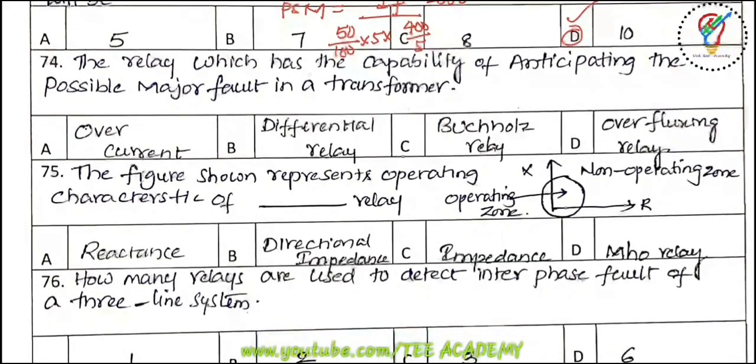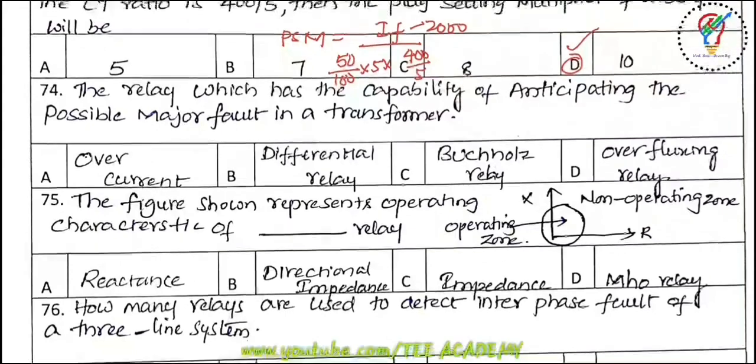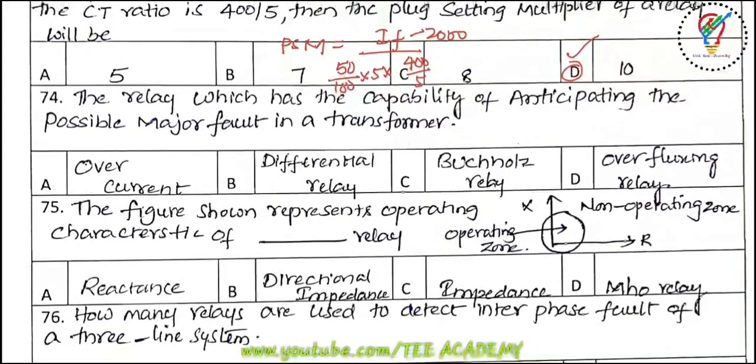Next one, the relay which has the capability of anticipating a possible major fault in a transformer. The answer options are overcurrent, differential relay, Buchholz relay, overfluxing relay. So the answer is the Buchholz relay, which has the capability to anticipate the fault. It's a very important question.